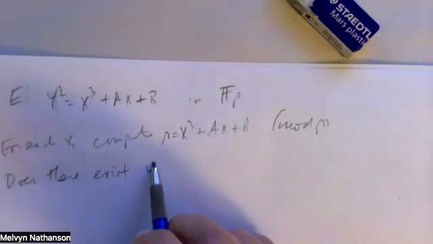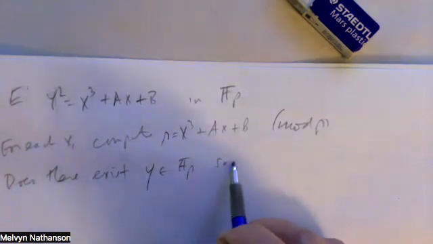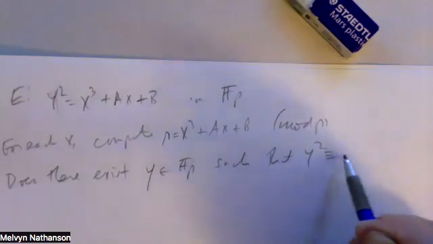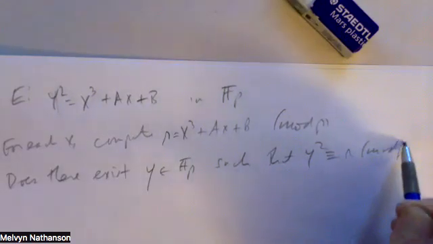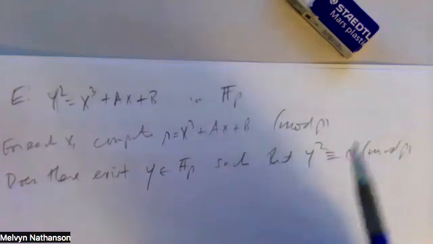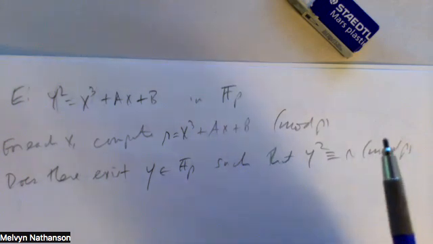Does there exist a y in F_p such that y squared is congruent to r mod p? This has to be, not everything is a square, right? We saw mod 13, some numbers weren't squares.